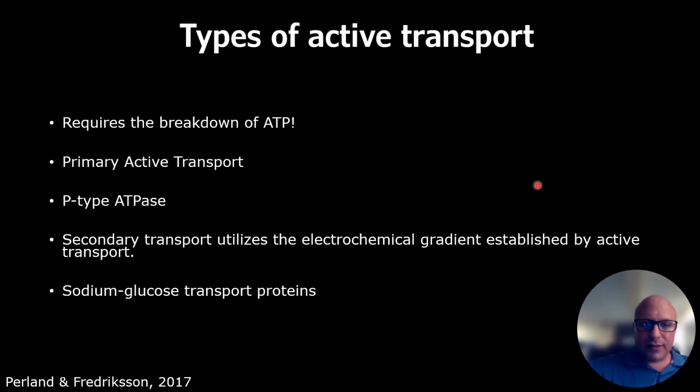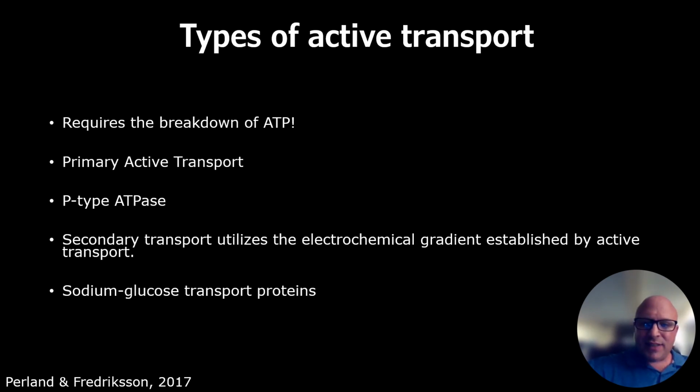Types of active transport. Primary active transport requires the breakdown of ATP for energy, for example P-type ATPase. Secondary transport utilizes the electrochemical gradient established by active transport, for example the sodium glucose transport proteins.